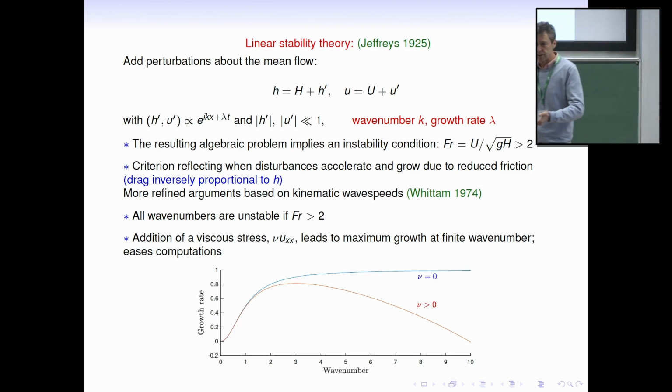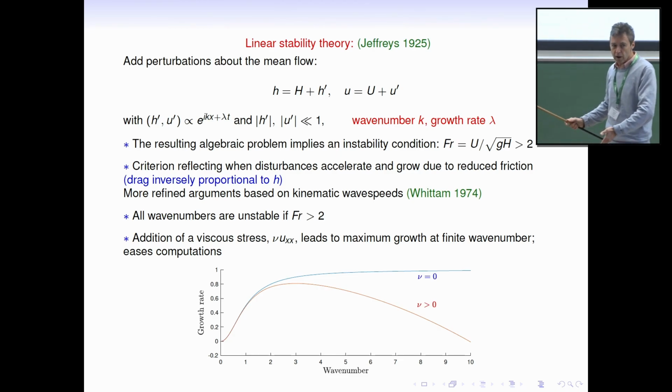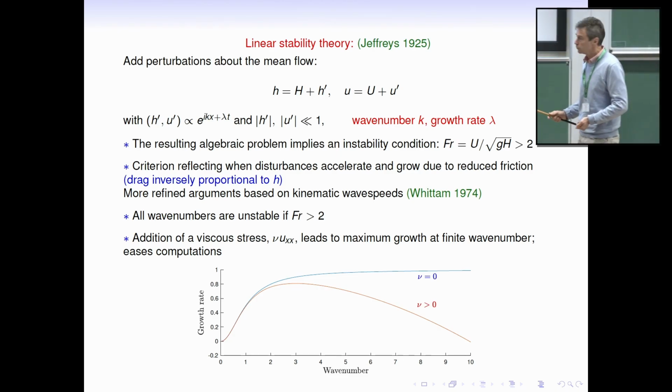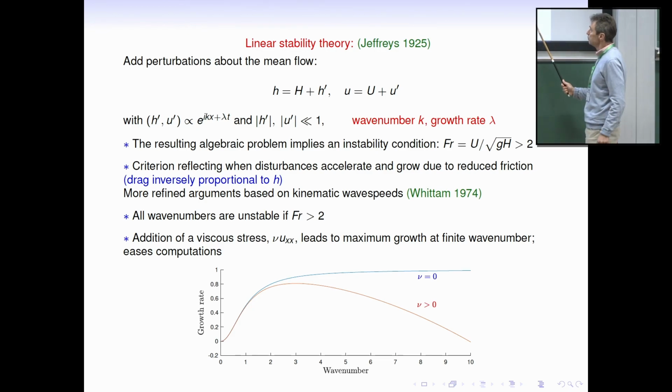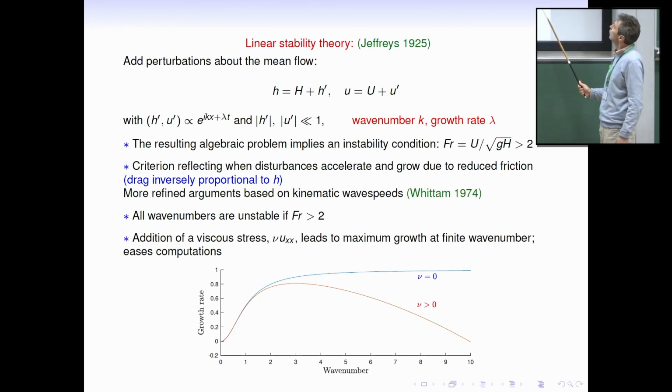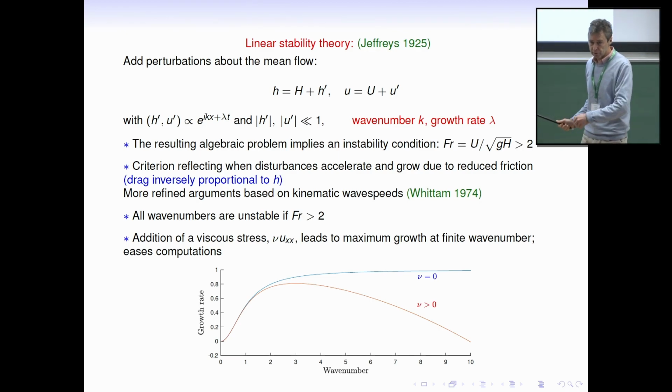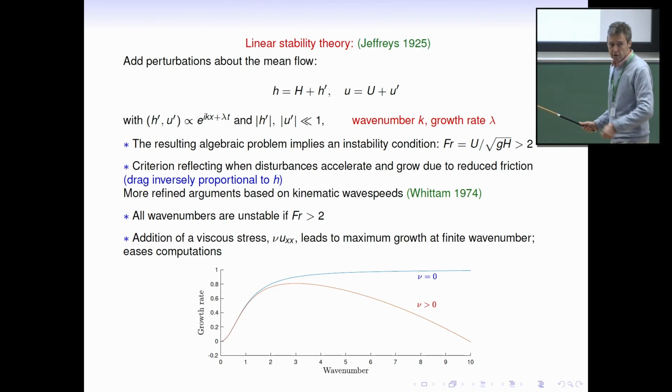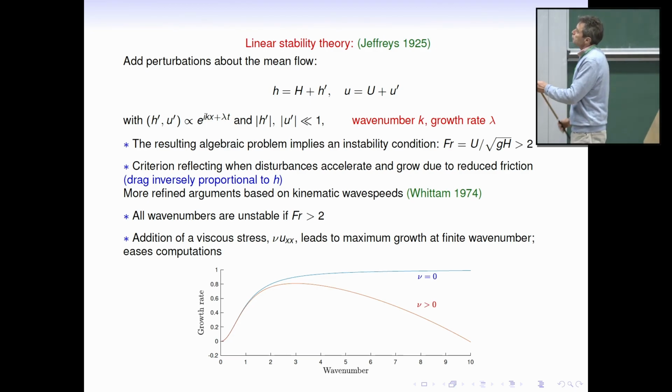It establishes that if the flow is fast enough, then waves will become unstable. The condition can be expressed in terms of a dimensionless group, the Froude number, which is u over the square root of gh. If that's bigger than 2, then waves are expected to grow. So those are the roll waves.